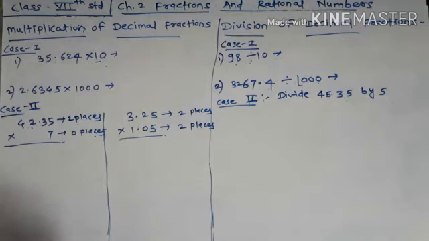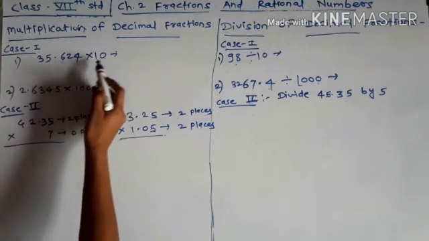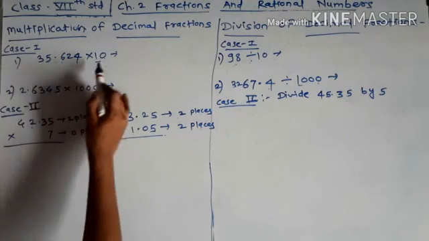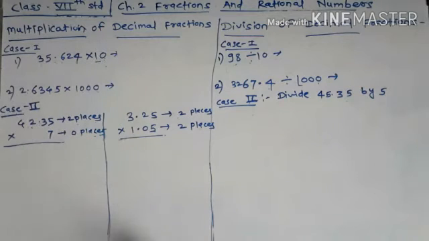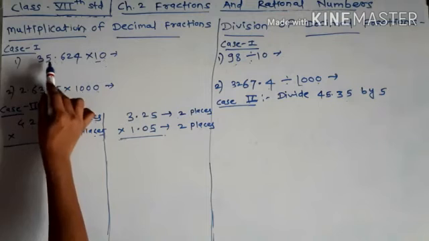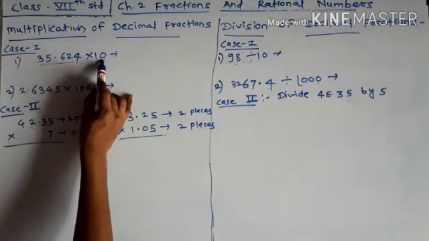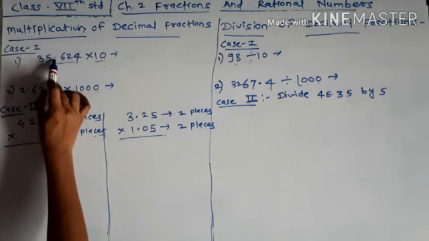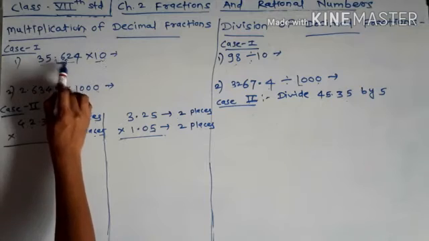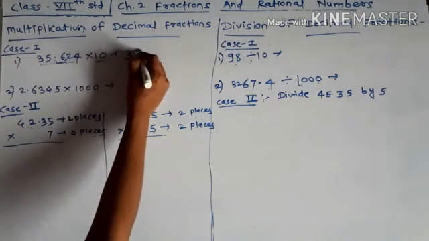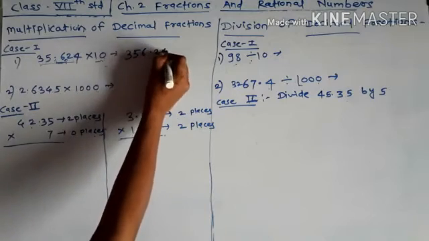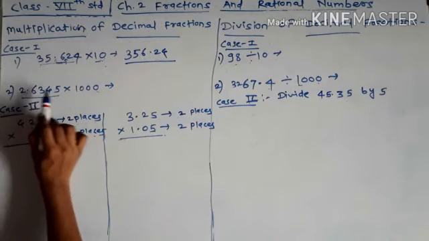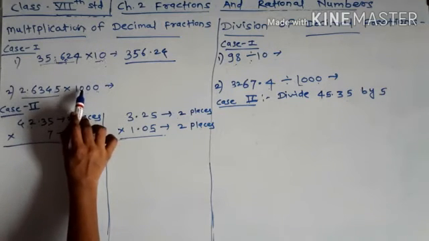In the first case, when we multiply decimal fractions by 10, 100 or 1000, we have to move the decimal point to the right side by as many places as there are zeros in the multiplier. Suppose for example here we have to multiply this decimal fraction by 10. In this multiplier 10 there is only 1 zero. So we have to move the decimal point to the right side by 1 digit only. Then we get the answer, that is 356.24. Now in the second example, here we have to multiply this decimal fraction by 1000. Here in the multiplier there are 3 zeros.